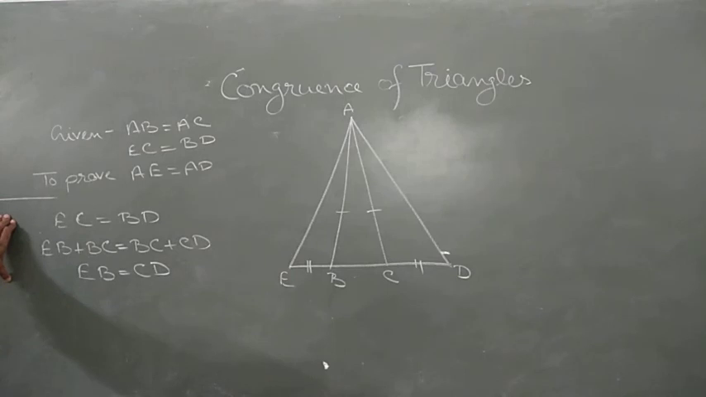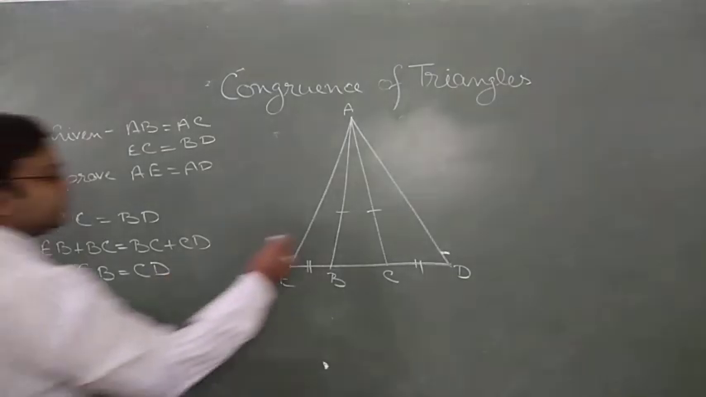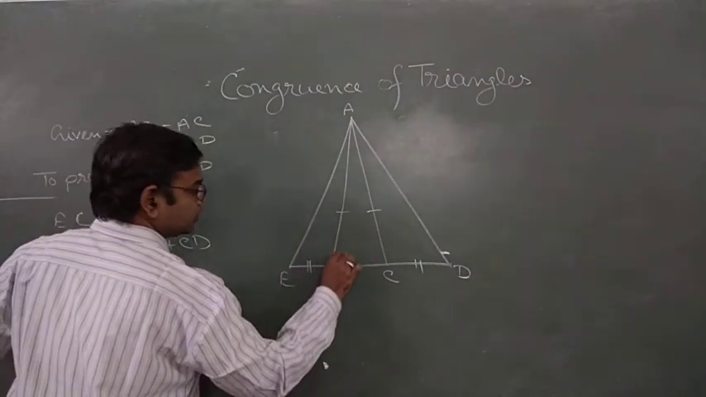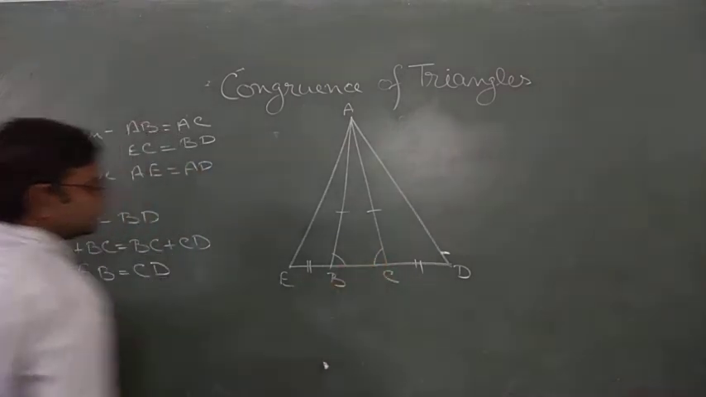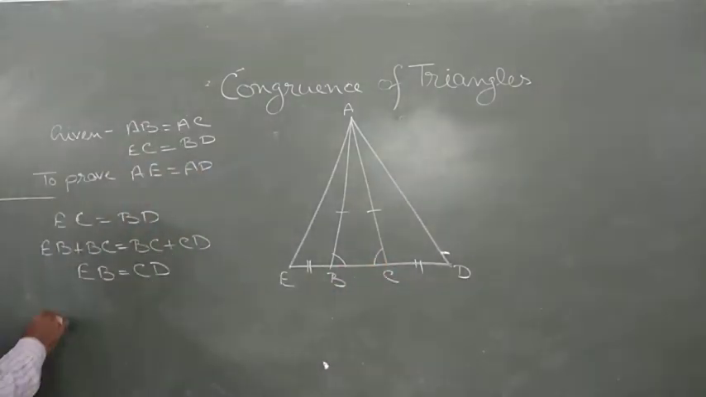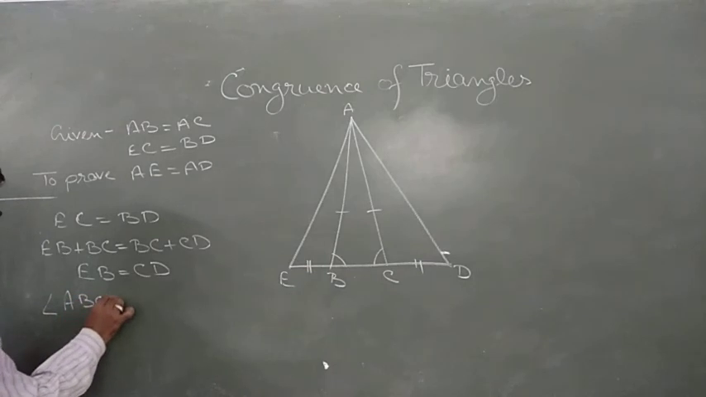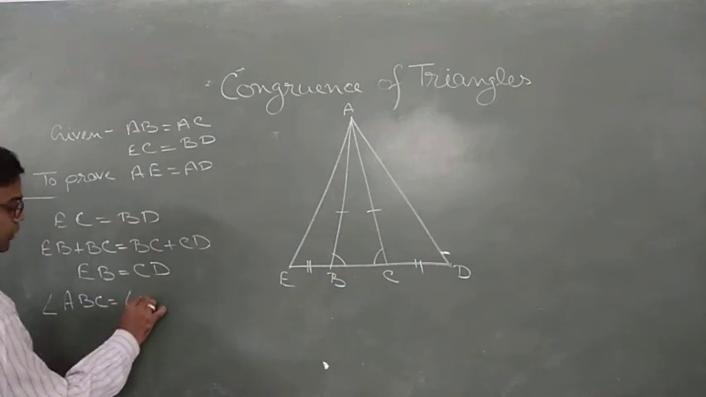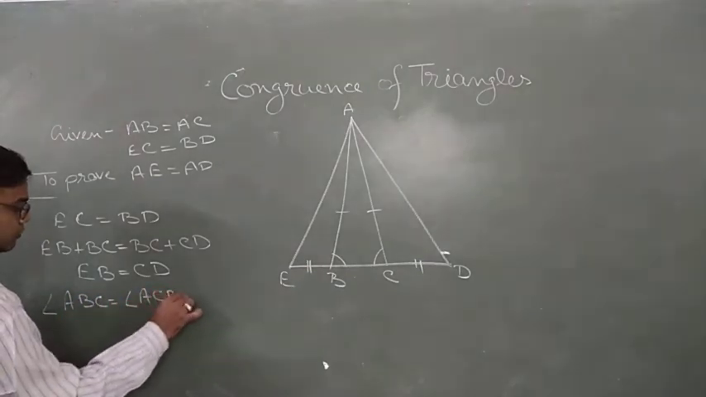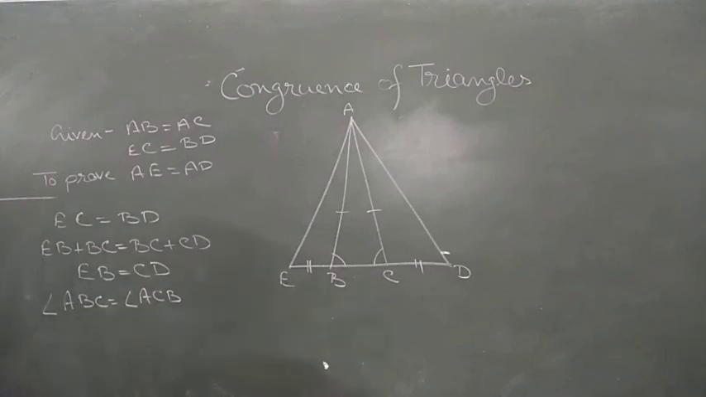Now once again we can say that since this is an isosceles triangle, these two angles are equal to each other, as we know that angle ABC equals angle ACB. Therefore we can say that if we subtract both sides from 180 degrees, both are equal.